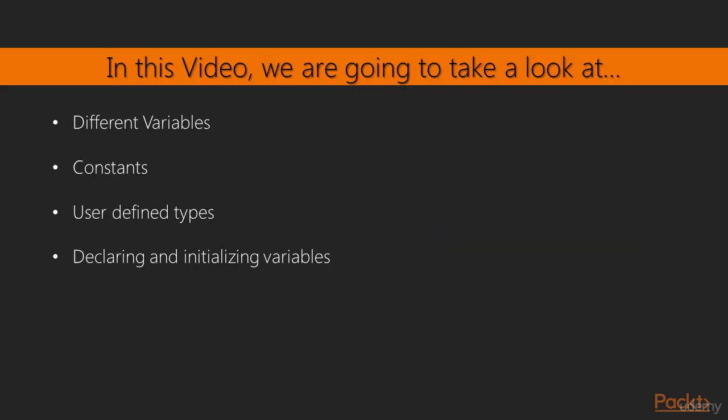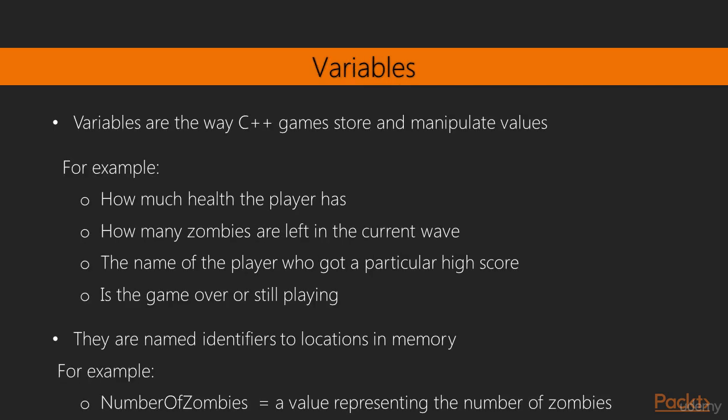In this video, we are going to take a look at different variables, constants, user-defined types, and declaring and initializing variables. Variables are the way that our C++ games store and manipulate values. If we want to know how much health the player has, then we need a variable. Perhaps you want to know how many zombies are left in the current wave. That is a variable as well. If you need to remember the name of the player who got a particular high score, you guessed it, we need a variable for that. Is the game over or still playing? Yep, that's a variable too.